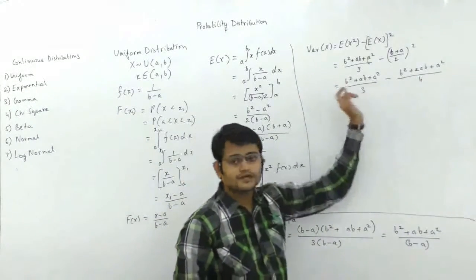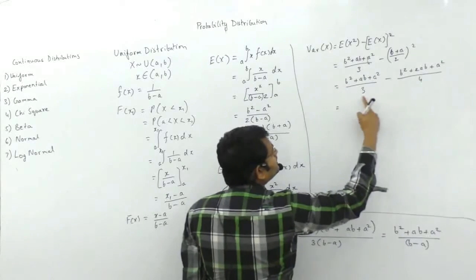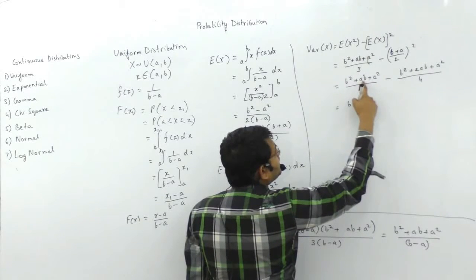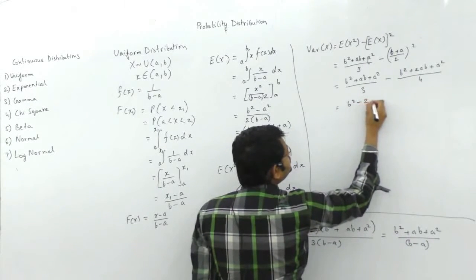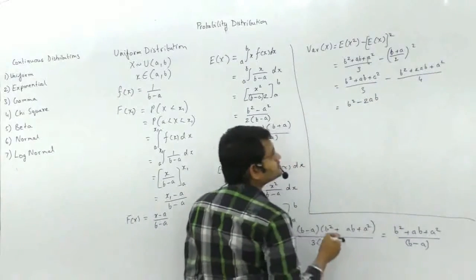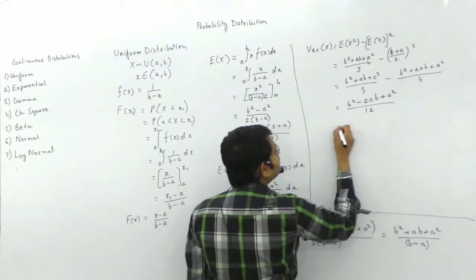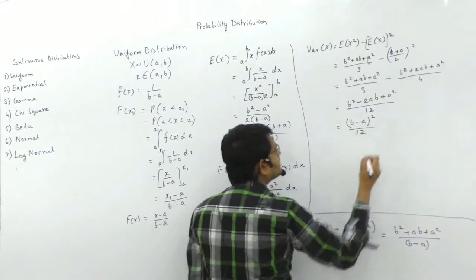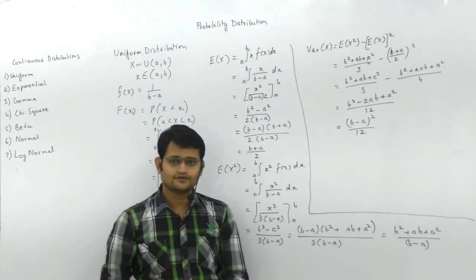Now simply cross multiply and solve this. You'll get 4 times b square minus 3 times b square, so we get b square. Then we'll have 4 times ab minus 6 times ab, so we get minus 2ab. And then we'll have 4 times a square minus 3 times a square, we get plus a square upon 12. This is nothing but (b minus a) whole square by 12. So this becomes our variance, (b minus a) whole square by 12.